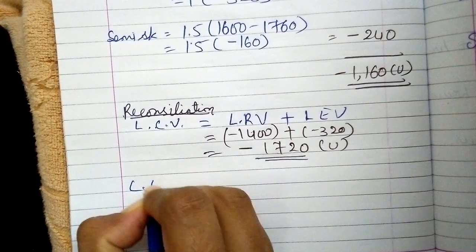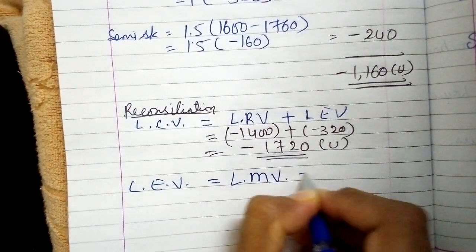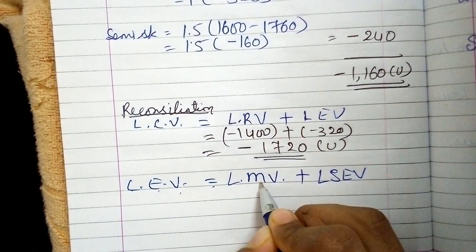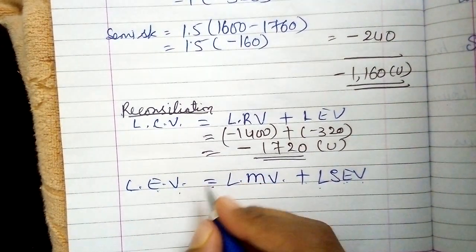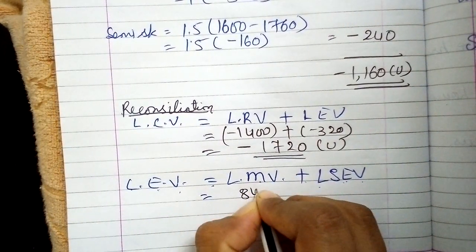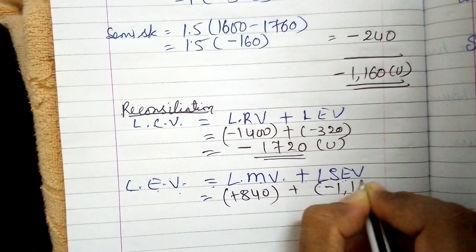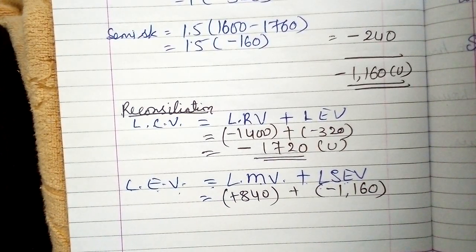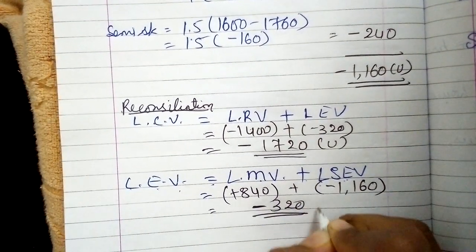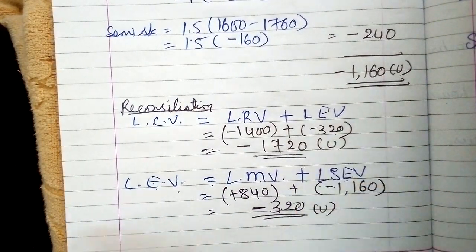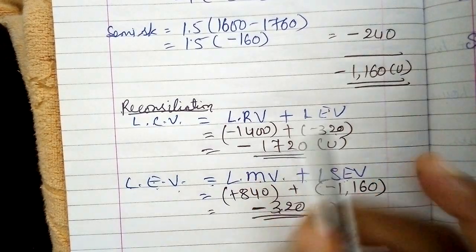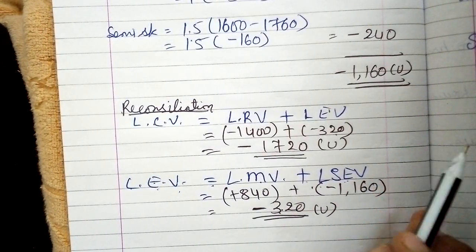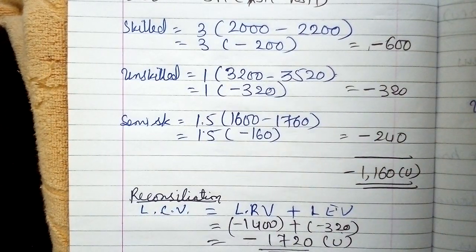Second reconciliation, LEV, that would be LMV plus LSEV. That is, labor efficiency variance will be equal to LMV plus labor sub efficiency variance. So the answer of labor mix variance is positive 840 and sub efficiency variance negative 1160. So 1160 and 840. So again negative 320 unfavorable, which is equal to the answer of our labor efficiency variance, right? So if these two answers get tallied simultaneously, it means this calculation that we made is completely correct, right? So this is the example solving of your example number 2, right?